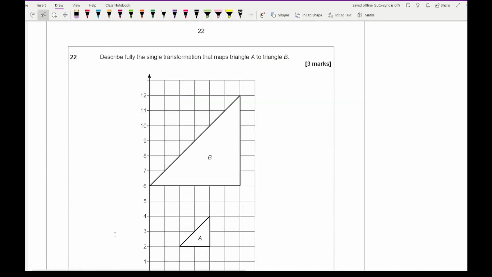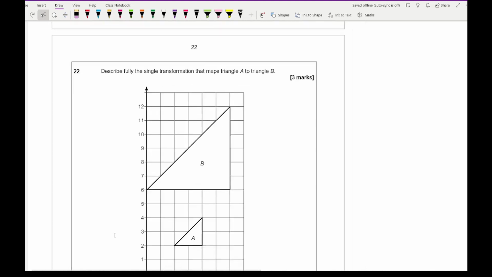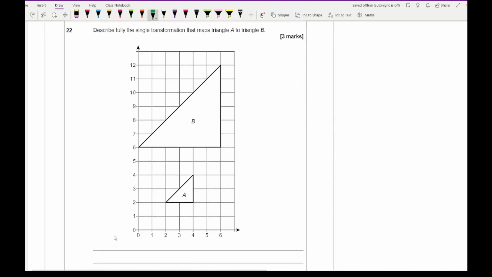Then moving on to our last question, which is question 22. It says describe fully the single transformation that maps triangle A to triangle B. So we're going from A to this triangle. So as you can see, it's definitely going to be an enlargement. And whenever you are describing an enlargement, you need to mention the scale factor. So that's going to be the side of the big shape, or the new shape I should say, which is 6, over the corresponding side on the smaller shape, which is 2. So the scale factor is going to be 3.